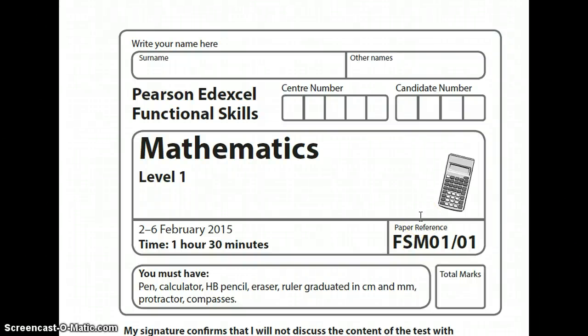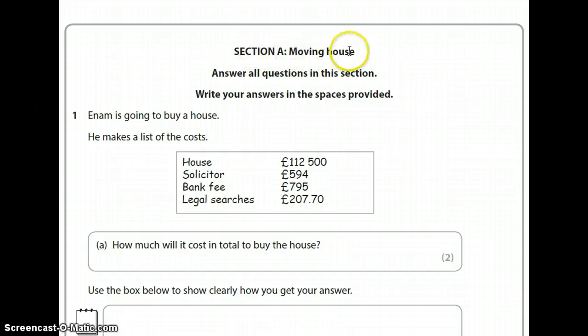Functional Maths Level 1, February 2015. Section A, Moving House. Write your answers in the spaces provided. Number 1. Enam is going to buy a house.